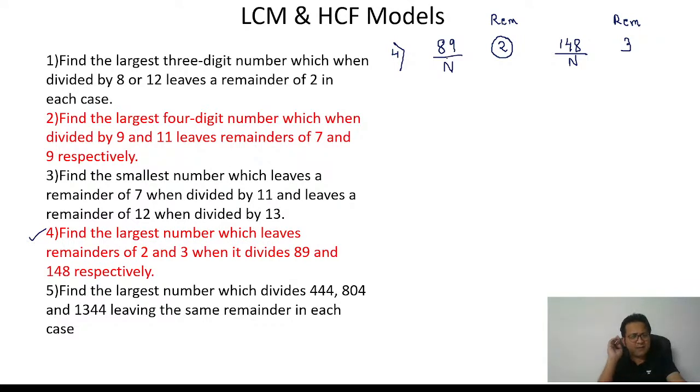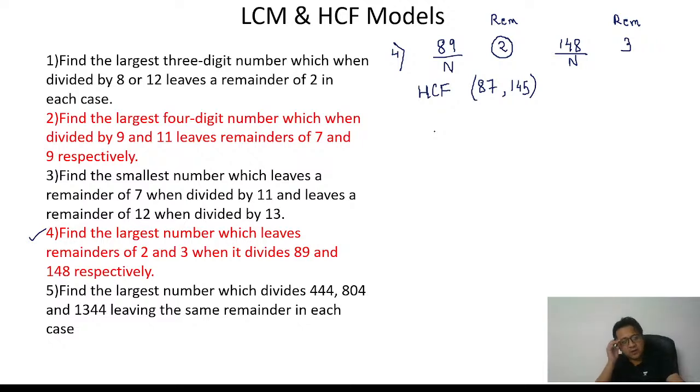89, if you divide, you are having a remainder 2. That would mean 87 is perfectly divisible by n. Similarly, 148, if you divide, you get a remainder 3. That simply means 148 minus 3, 145, will be perfectly divisible by that number. So basically, what is the question asking you? The question is simply asking you HCF of these numbers. This was HCF model 1 for you.